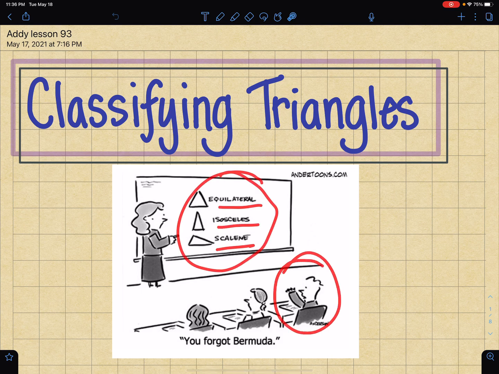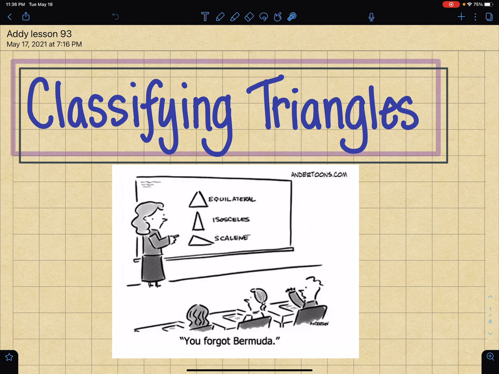And this kid is raising his hand and saying, "You forgot Bermuda." Bermuda? Do you think he's talking about the Bermuda Triangle?